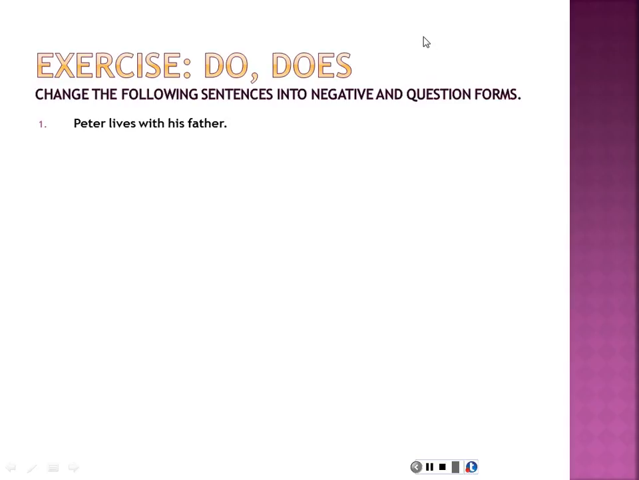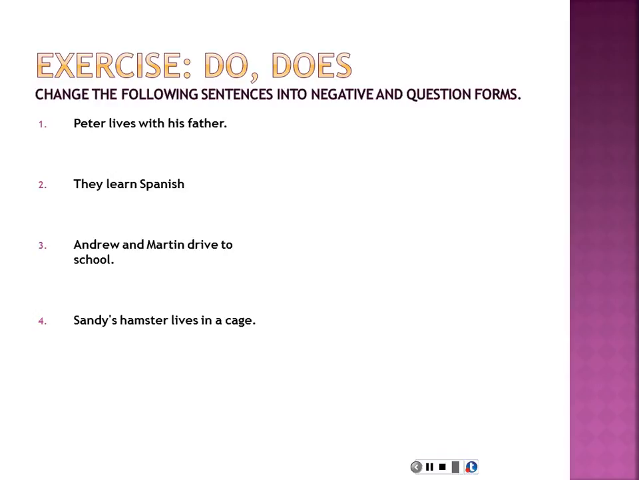Peter lives with his father. Number 2, they learn Spanish. Number 3, Andrew and Martin drive to school. Number 4, Sandy's hamster lives in a cage. 5, I clean the bathroom.